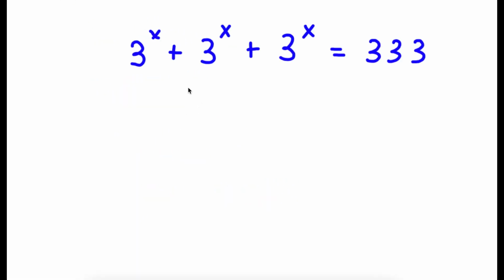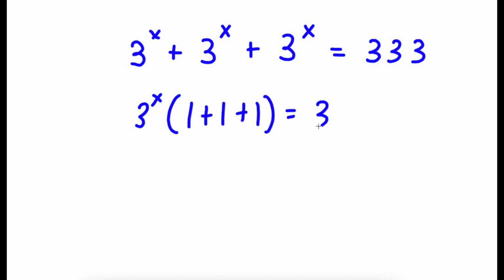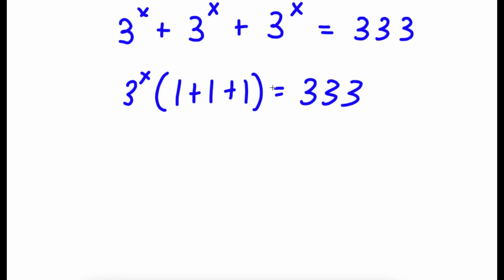Alright, so in this problem, I have 3 to the power of x plus 3 to the power of x plus 3 to the power of x is equal to 333. So to solve this, I'm going to first start by factoring out 3 to the power of x. So I have 3 to the power of x times 1 plus 1 plus 1 is equal to 333. Now 1 plus 1 plus 1, that's simply equal to 3. So now I have 3 to the power of x times 3 is equal to 333.